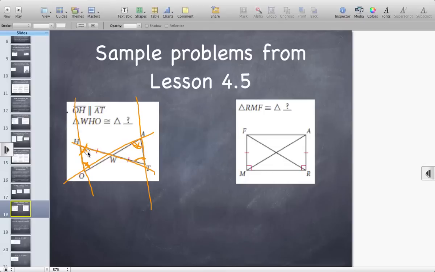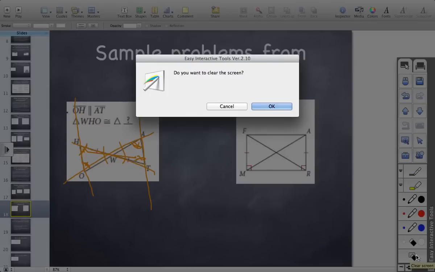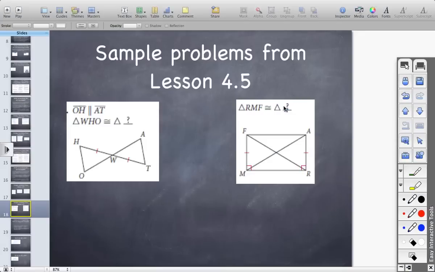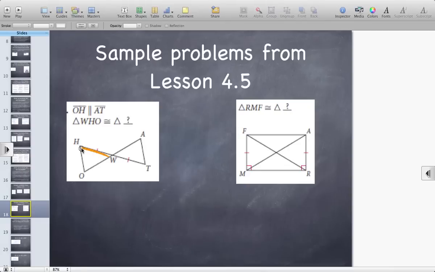So let's put 2 dots there. And then of course we have vertical angles here in the middle. So all 3 angles are congruent to each other, courtesy of those parallel lines. But we already know that having 3 angles congruent to each other is not enough to tell us that the triangles are congruent. What else we need to know is the measure of at least one of the sides. And so HW or WH, however you want to put it, is congruent to WT.